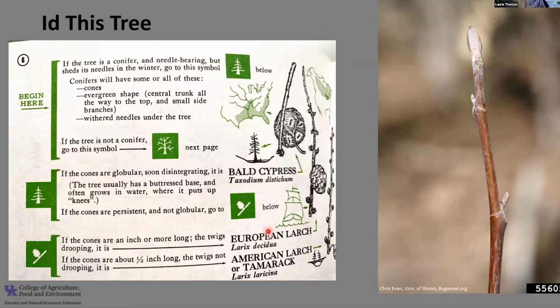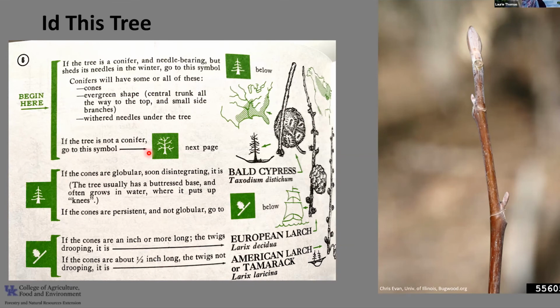Okay, so we go back to page 6 again. We've got a new twig. And we can go a little faster now because we've kind of gone through this. Is this tree a conifer, or is this tree not a conifer? And we can tell this tree is not a conifer. We don't have little places for needles all over it. We've got very, very easy to see conspicuous buds. So we know this is not a conifer.